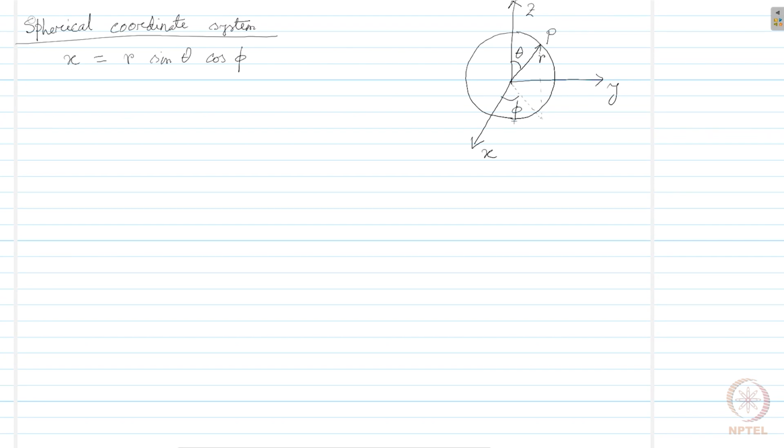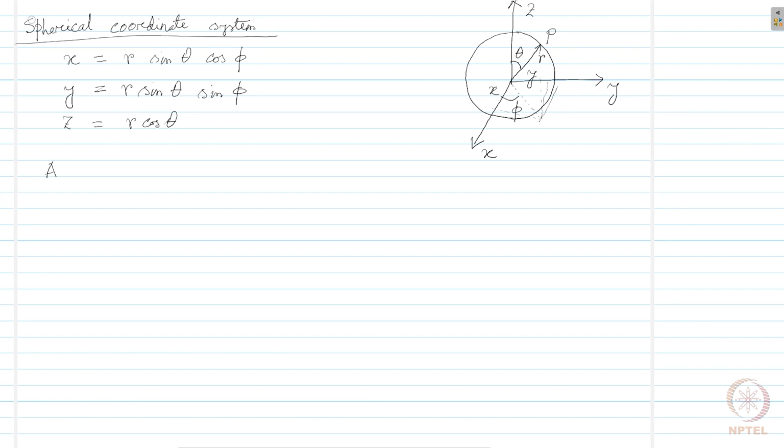That angle is phi. So, we can write down that x is this much length, y is this much length, x equals r sin theta cos phi, y can be given as r sin theta sin phi, and z is given as r cos theta, that you can clearly see from here.